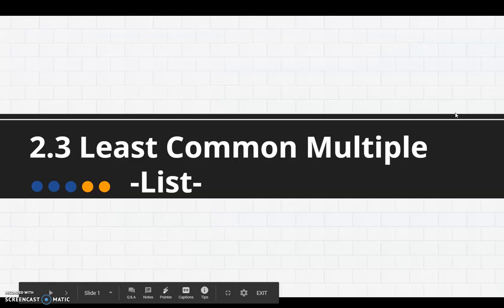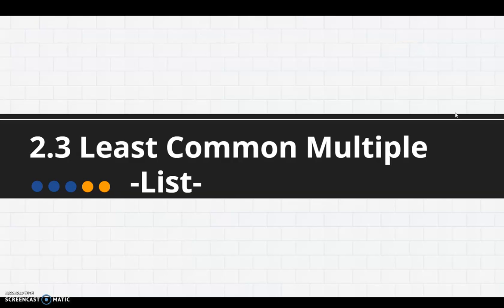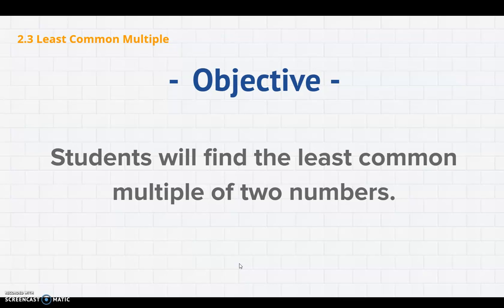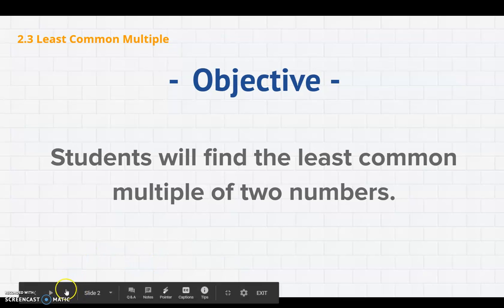Hello, this is the 2.3 lesson, least common multiple, part A. So we're going to learn how to find the least common multiple using the list method today. Your objective here is that students will find the least common multiple of two numbers.